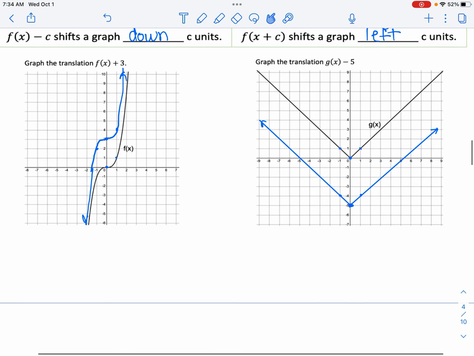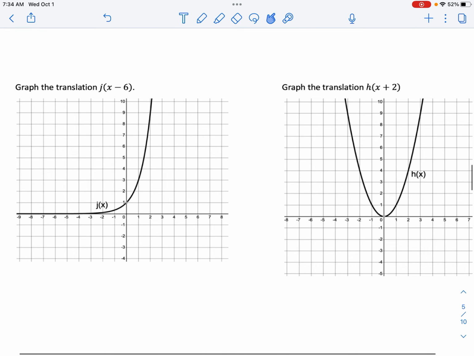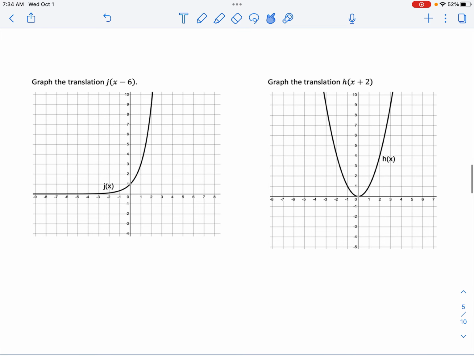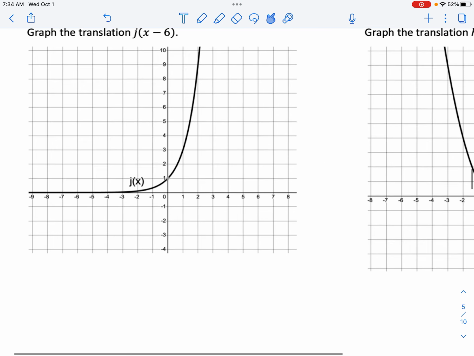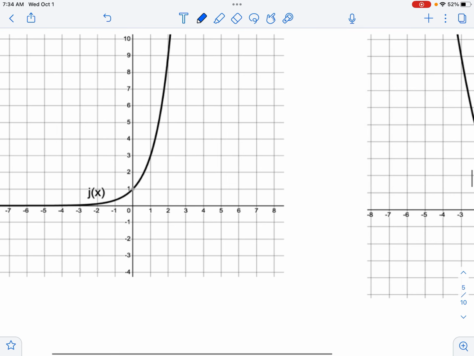You'll probably do a better job on your paper than I will on my iPad, but this works for horizontal ones as well. So this one says graph the translation j of x minus 6, and then graph the translation of h of x plus 2. So this is inside the parentheses. So that minus 6, I normally think to the left 6. I'm going to go to the right then, because it's going to be opposite.